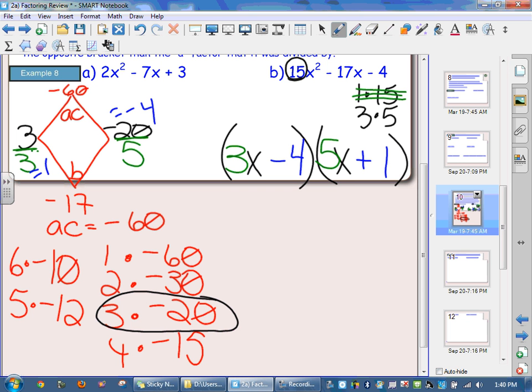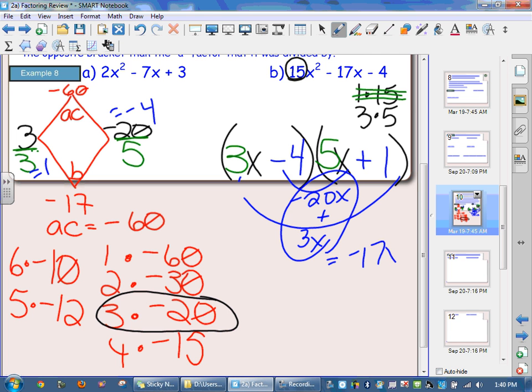The only thing I do now is check with the smiley faces. The outside, 3x times 1 gives me a 3x. Inside, negative 20x. When I add them, I get negative 17x. Is that what I'm looking for? Yes, it is. So I did it right.